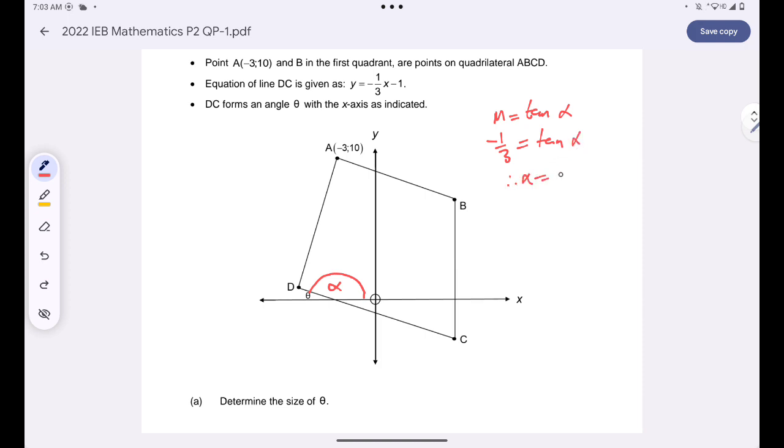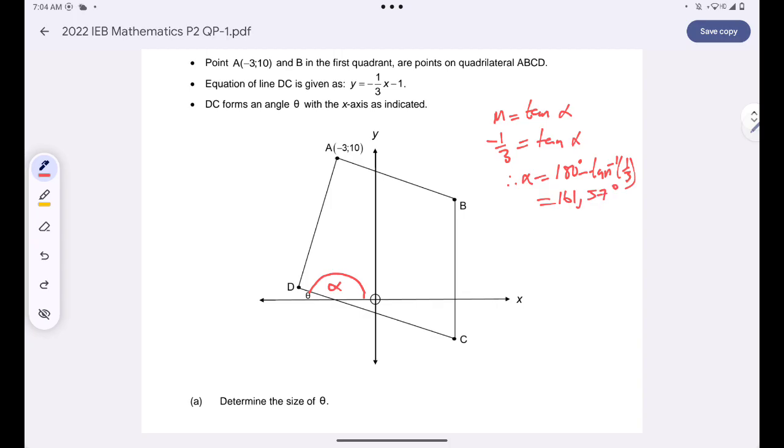Therefore, alpha, since my gradient is negative, I'll simply say 180 minus tan inverse of 1 over 3. I'll say 180 minus shift tan of 1 over 3. Please note that inside the brackets, I do not write negative 1 over 3. The negative part is taken care of by the 180 minus. So the angle alpha is just equal to 161.57 degrees.